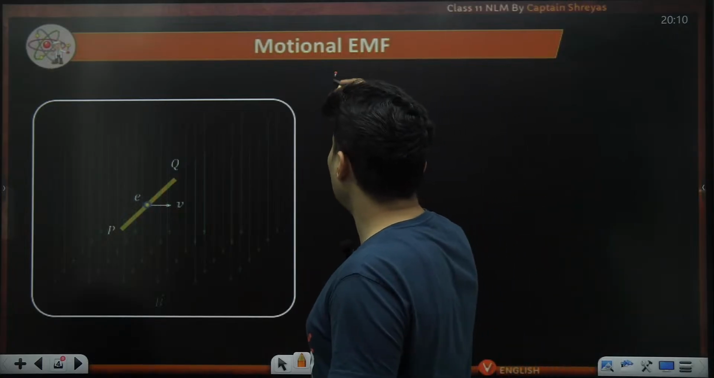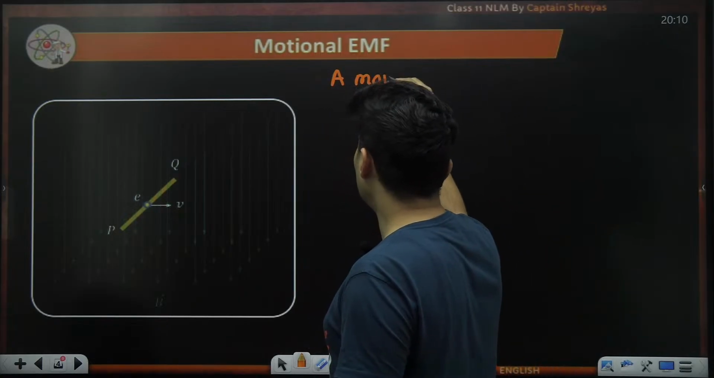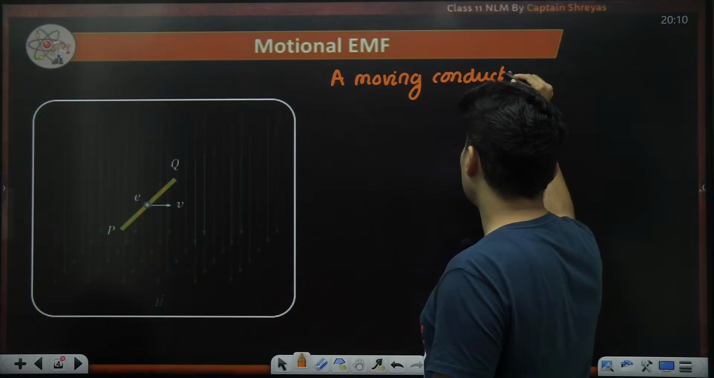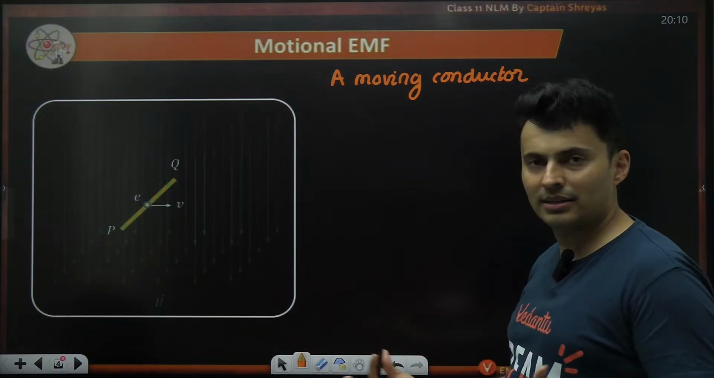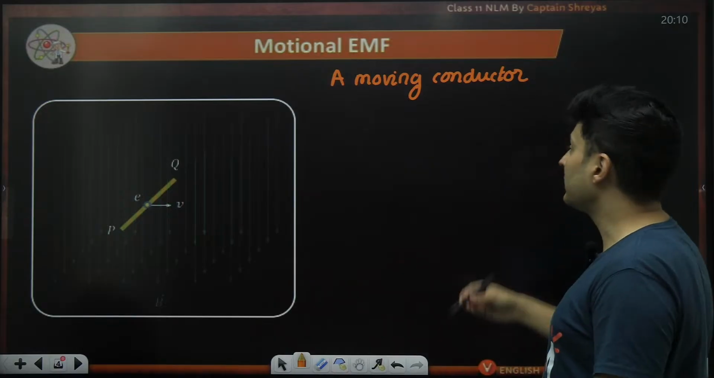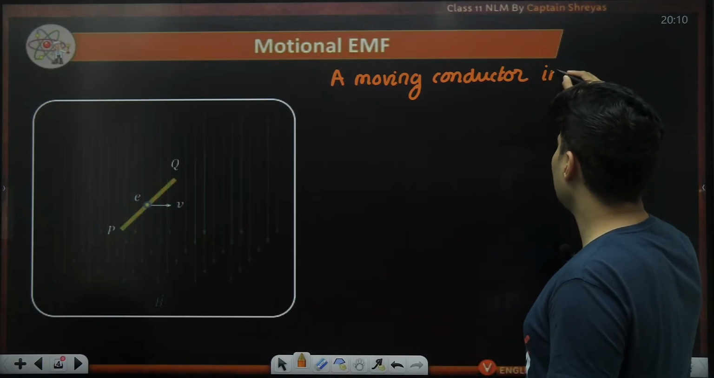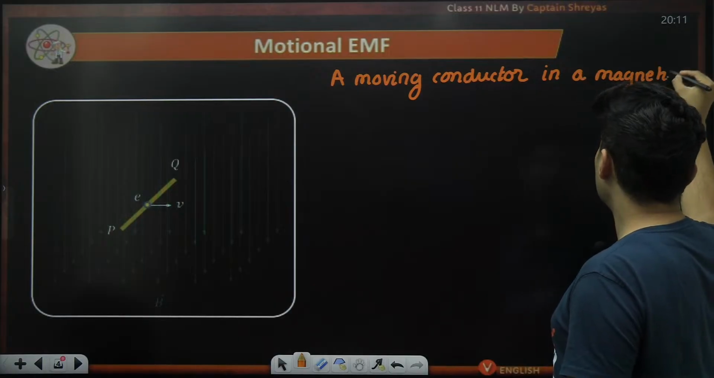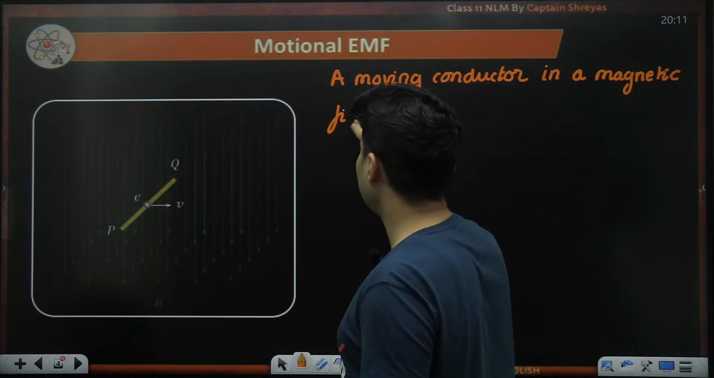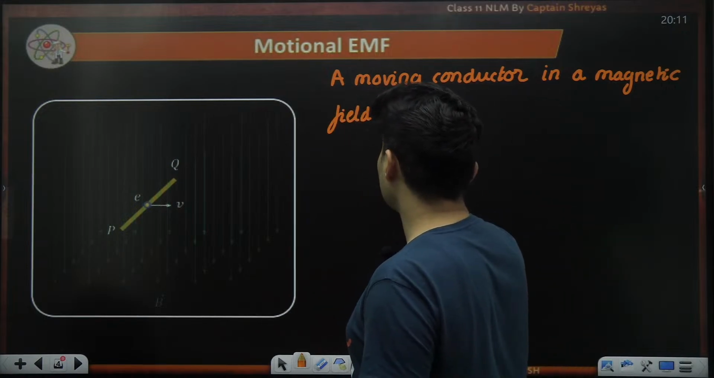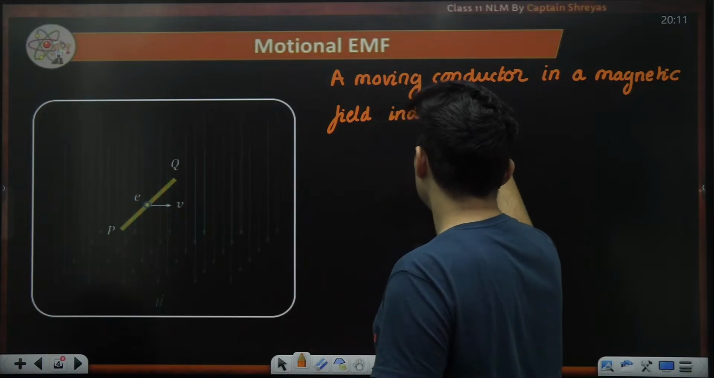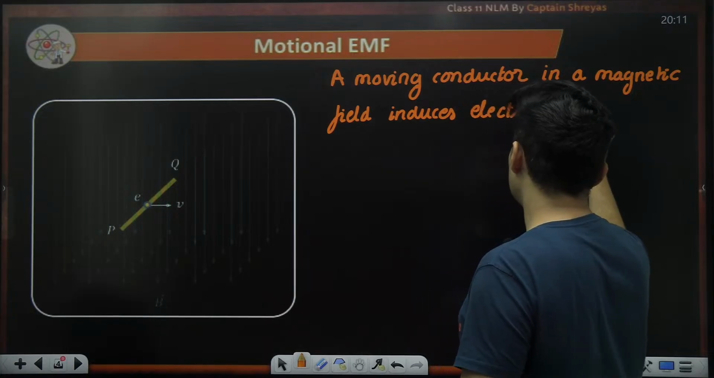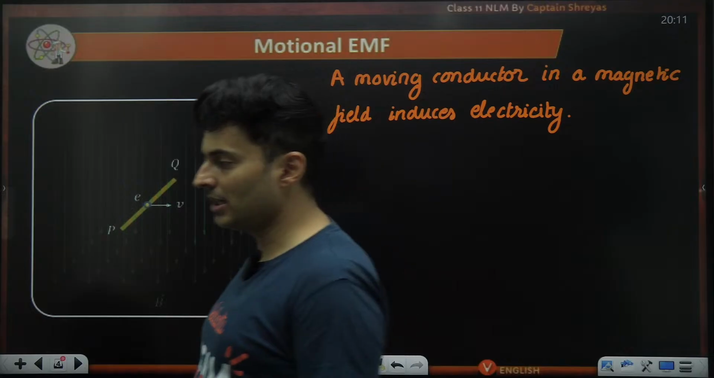So a moving conductor, not an insulator, conductor only, because the conductor can produce electricity, insulator can't produce such electricities. A moving conductor in a magnetic field induces electricity. This phenomenon is called motional EMF.